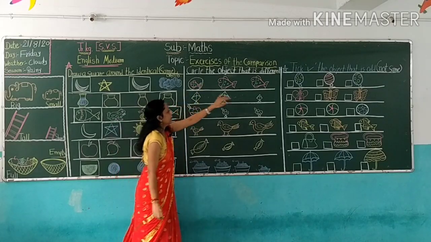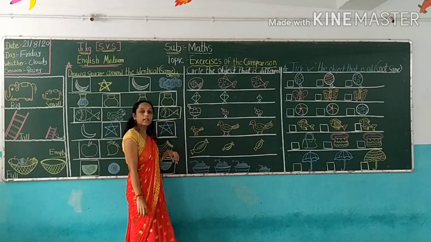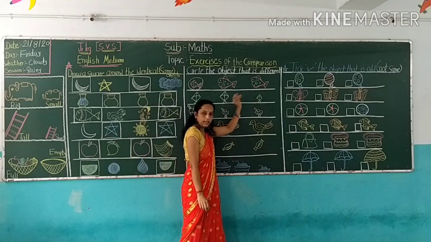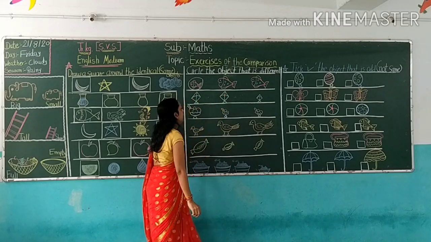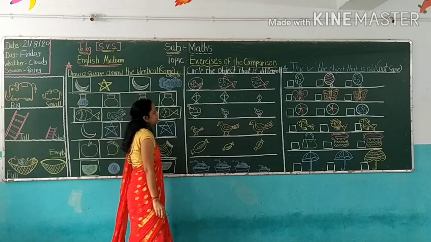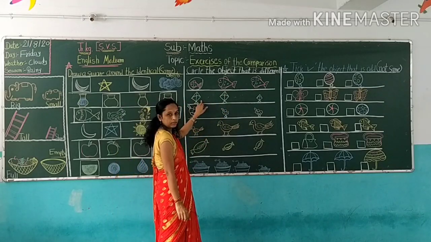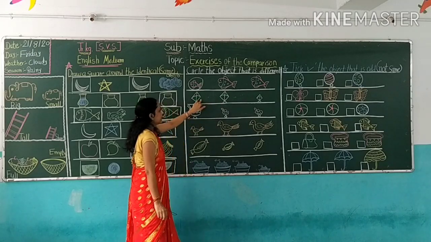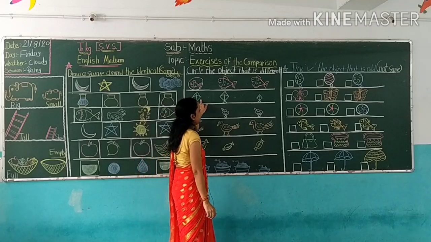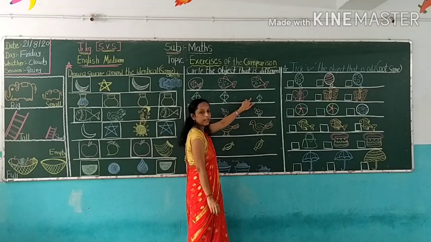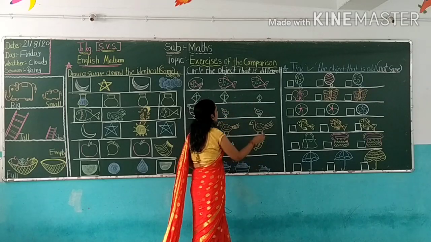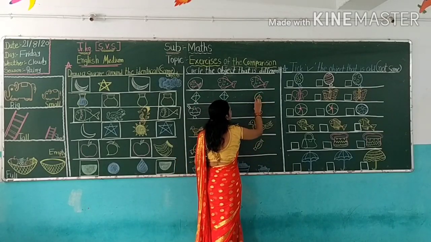And what are these? These are kites. How many kites? 1, 2 and 3. Here I drawn 3 kites. So which kite is different? This? No. This? No. This picture is same. So which picture is different? This kite is different. Very small kite. Okay. So circle the kite.